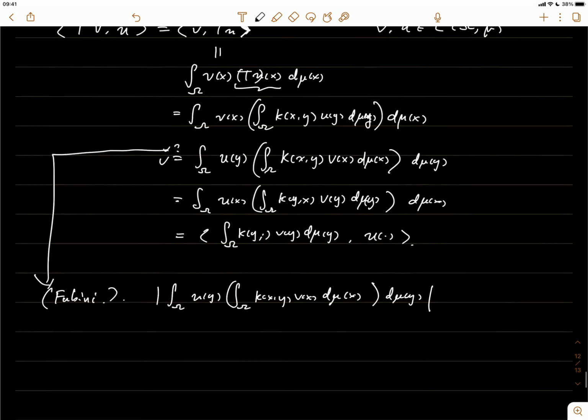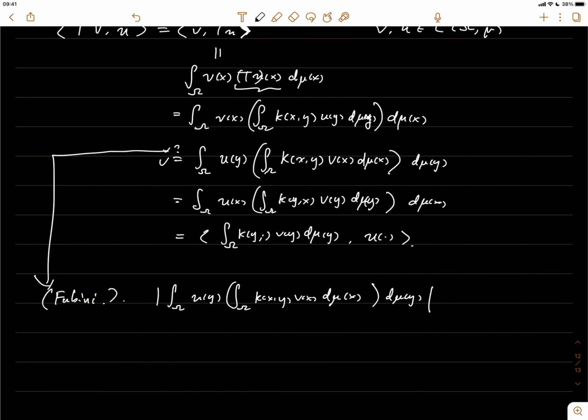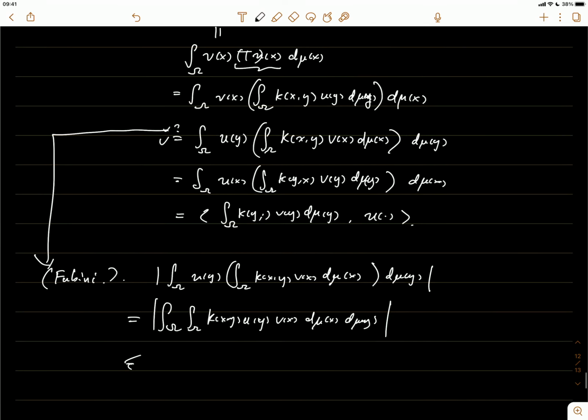Okay. Well, to show this, let's see. We just mixed all the integrals. That's just equal to the integral of k(x,y) u(y) v(x) dμ(x) dμ(y). Okay, and this is less than or equal to taking the absolute value of the integrand, which is |k(x,y) u(y) v(x)| dμ(x) dμ(y).